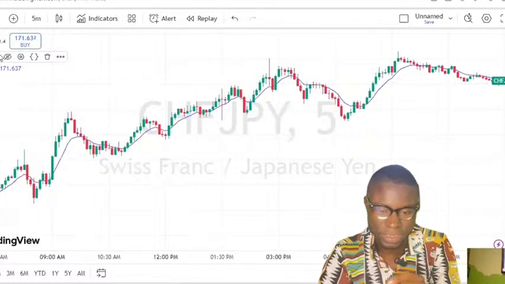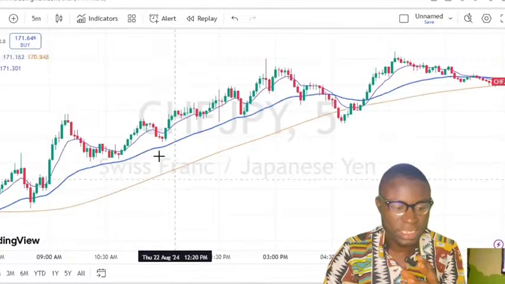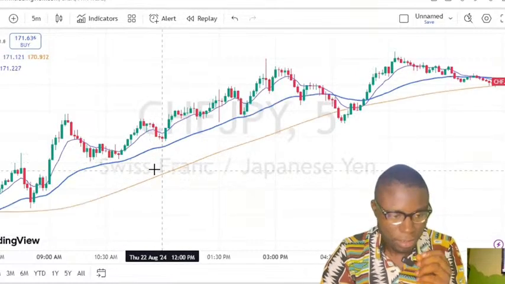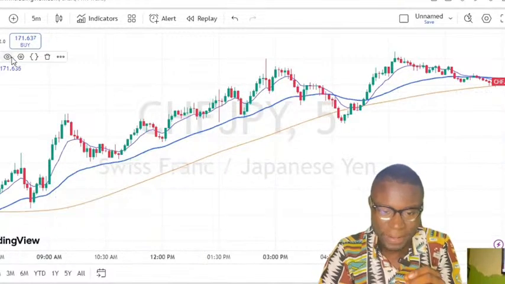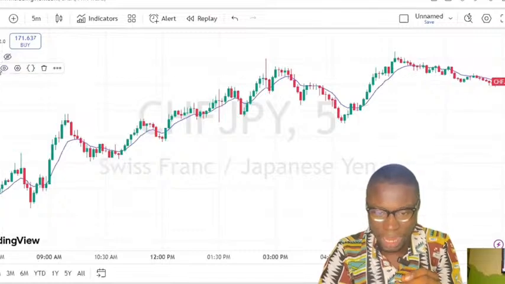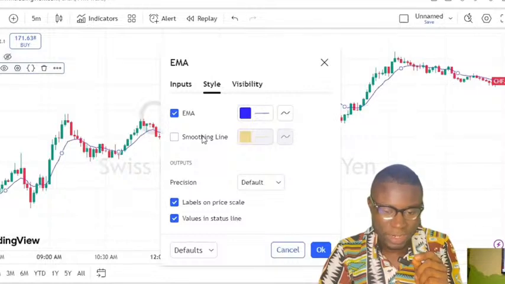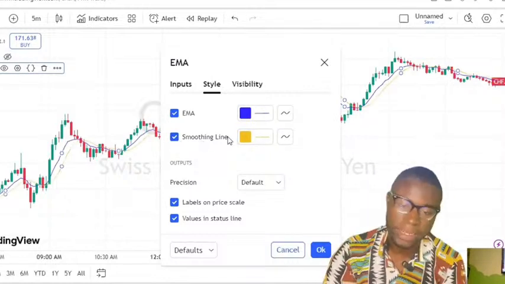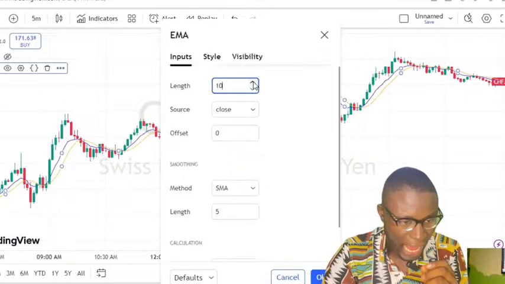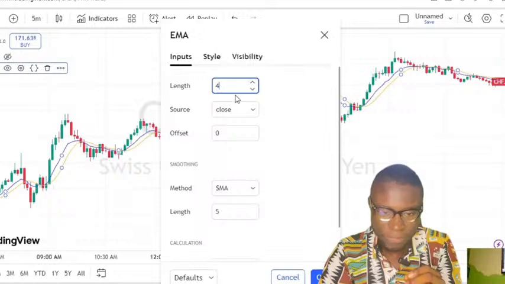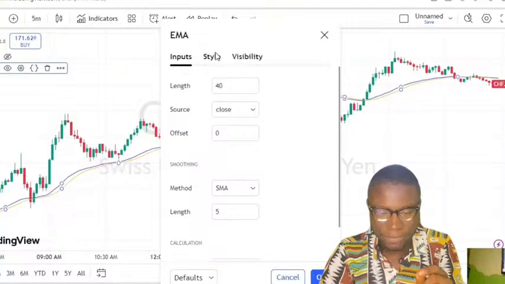So I already have it here, the one I set up already, which is this one. This is the one I'm using. So now I'm teaching you how to set it up. What you're going to do is click the settings icon here, and it is going to appear like this. So this box, the smoothing line, click it, come to input, click the length and type in 40. Okay, that's what I want.